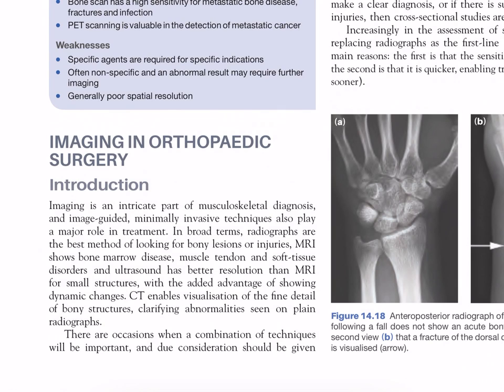Imaging is an intricate part of musculoskeletal diagnosis, and image-guided, minimally invasive techniques also play a major role in treatment. In broad terms, radiographs are the best method of looking for bony lesions or injuries. MRI shows bone marrow disease, muscle, tendon, and soft tissue disorders, and ultrasound has better resolution than MRI for small structures, with the added advantage of showing dynamic changes. CT enables a visualization of the fine detail of bony structures, clarifying abnormalities seen on plain radiographs.